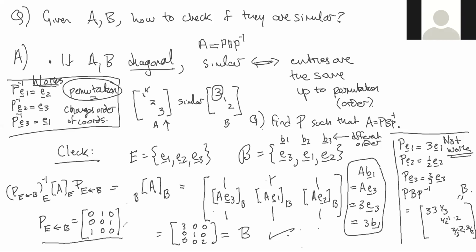Another way to put it is P maps E1 to E3 and E2 to E1, right? But that means P inverse maps E1 to E2. And that's what's written up here. So I just ended up writing the inverse of what I needed to write. Thank you.